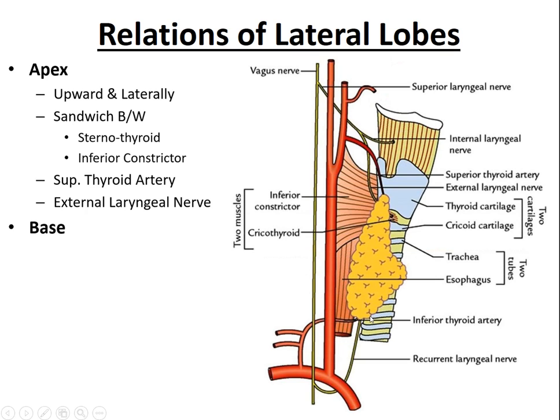If we see the base, it is related with the loop of the inferior thyroid artery and the recurrent laryngeal nerve. So again, keep the relation in mind: the inferior thyroid artery and the recurrent laryngeal nerve are first separate, far apart, but as it approaches nearer to the base, both come together. So the inferior thyroid artery should be ligated away from the gland.